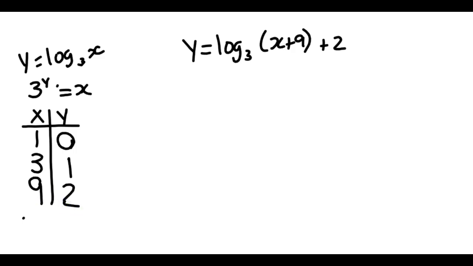This is my table that I'm going to start with. This is just my generic table, and then I'm going to do the transformations to it. So what's happening there? What does that mean?